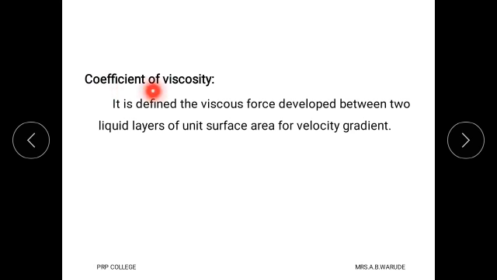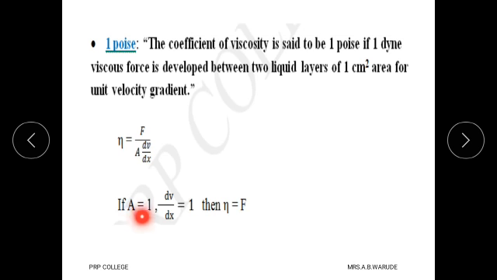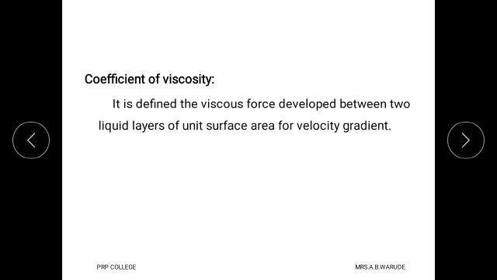Then the definition of coefficient of viscosity. Here see again, when A equals 1 and dV upon dx equals 1, then eta equals F. And therefore the coefficient of viscosity is defined as the viscous force developed between two liquid layers of unit surface area for unit velocity gradient. That means when area is 1 and velocity gradient is 1, then the coefficient of viscosity is said to be the viscous force.